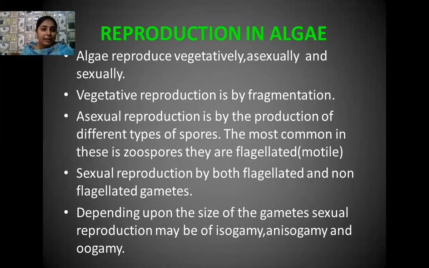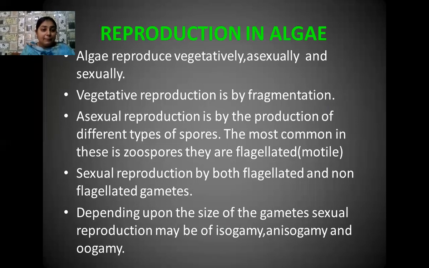Yes, students, about reproduction. These algae reproduce vegetatively, asexually, as well as sexually. Vegetative reproduction in algae takes place by fragmentation. Here the thallus of the algae divides into many fragments, and each fragment is capable of producing the entire algae. Asexual reproduction takes place by the production of a variety of spores. Different types of spores are generally formed, and the most common of these are the flagellated or motile zoospores.